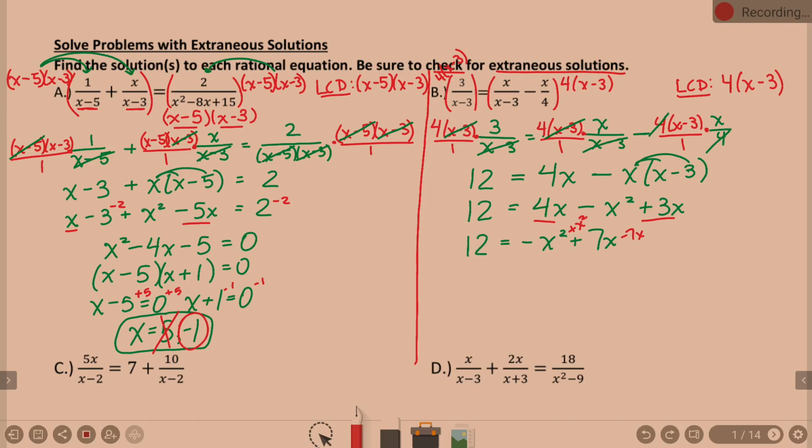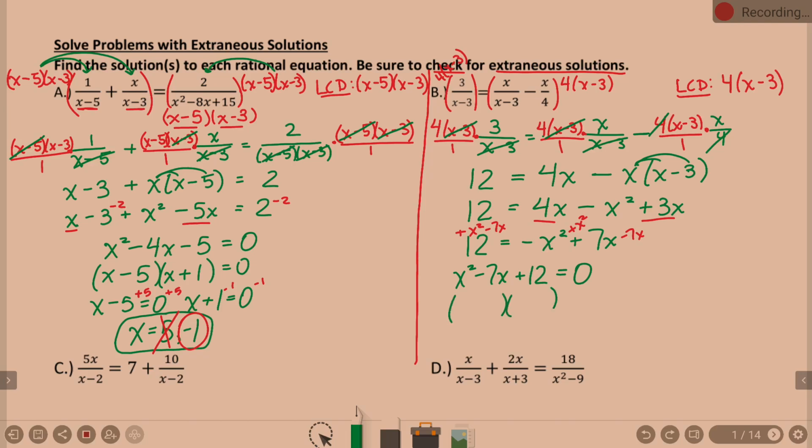So over here to the 12, I'm going to add the x squared and subtract the 7x. When I put that all together on the left, I'm going to have positive x squared minus 7x plus 12 equals 0. Now, if you took a different route to get there, here's the deal. Do you have the same answer set up as me now? Okay, that's all that matters. Okay, what's next?